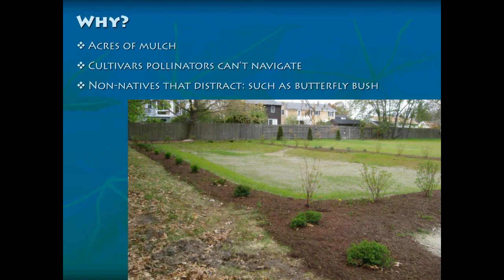Many landscaping firms, this is how they like to plant. It's like one plant every 6 feet with a whole lot of mulch. And this is going to take a really long time to support pollinators.